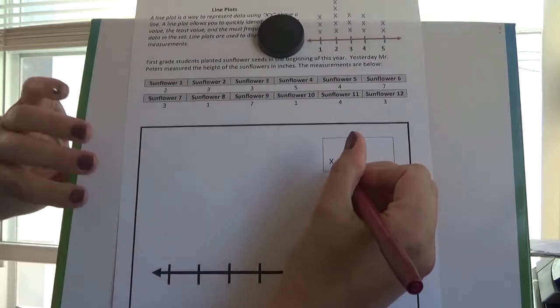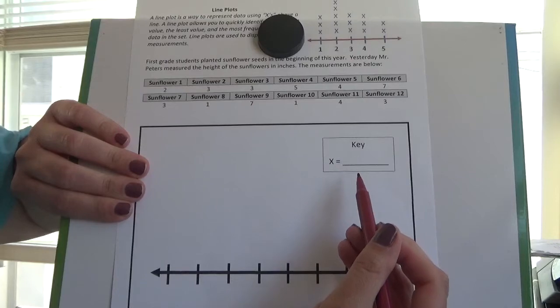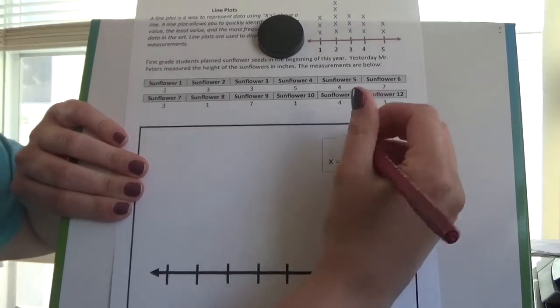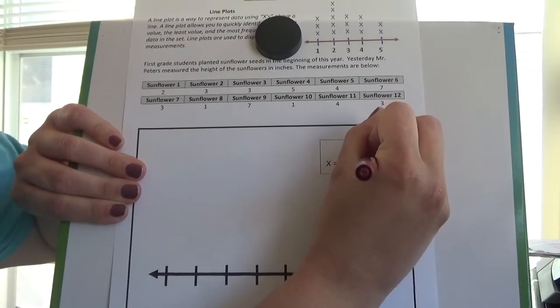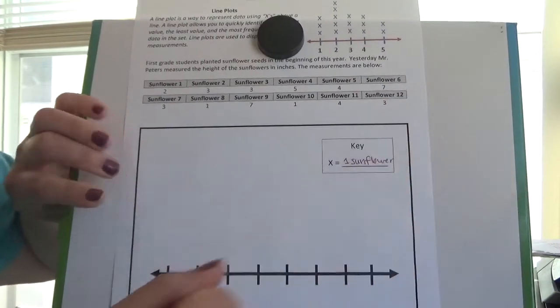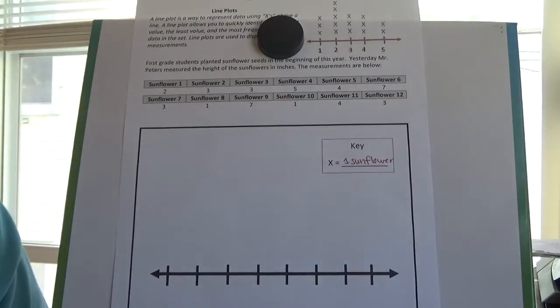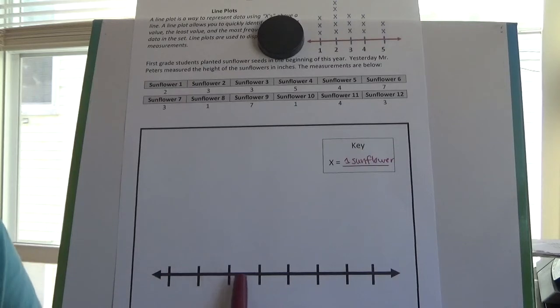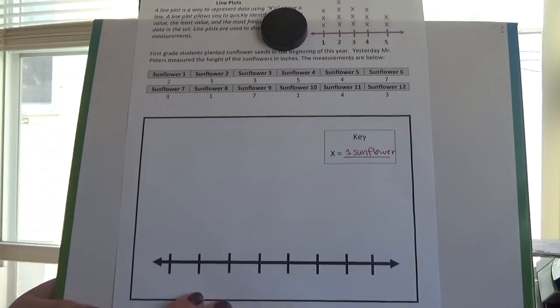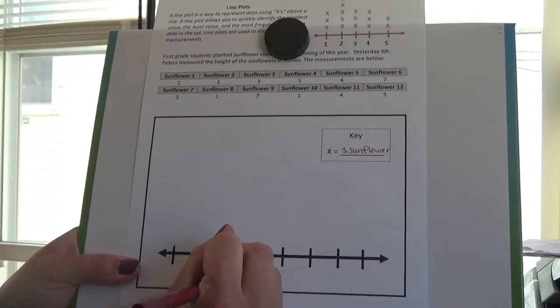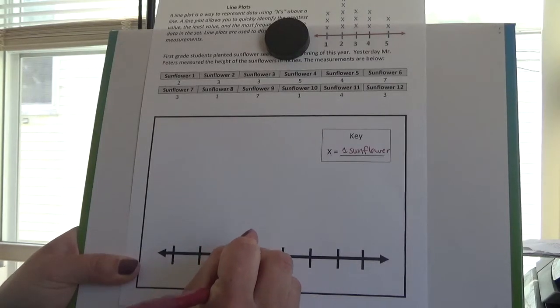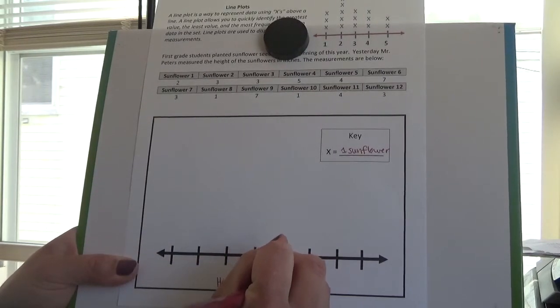Now, Mr. Peters was measuring the sunflowers. We know there's a total of 12 sunflowers, and they're measuring different amounts. So each X is going to represent one sunflower. So here I'm going to, next in my key, and you can write a spot for your key on your paper, you're going to say X equals 1 sunflower. Now, in order for us to know how tall that sunflower is, we need to include some labels underneath here, and those labels are going to represent the measurements. So at the very bottom here, I'm going to write height of sunflowers.